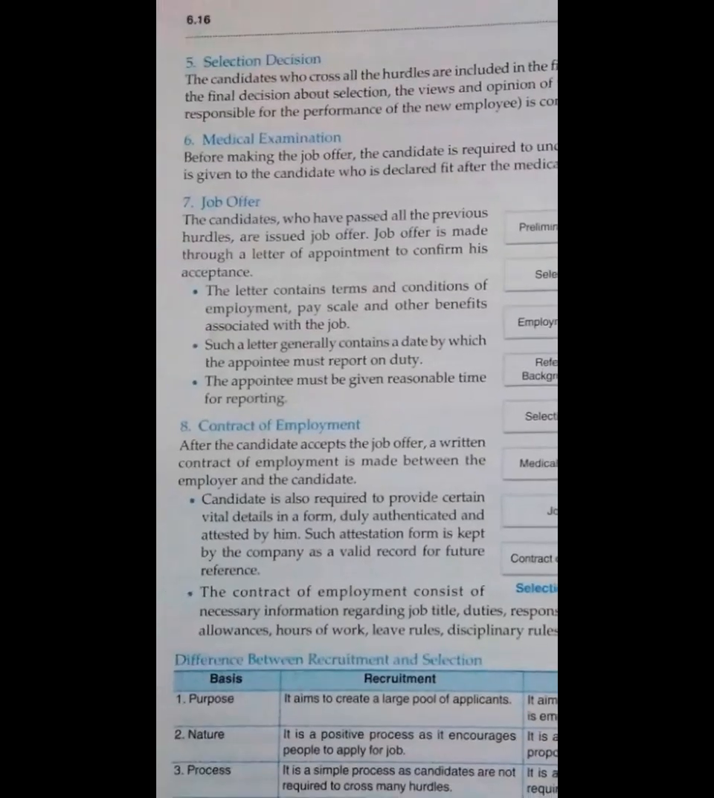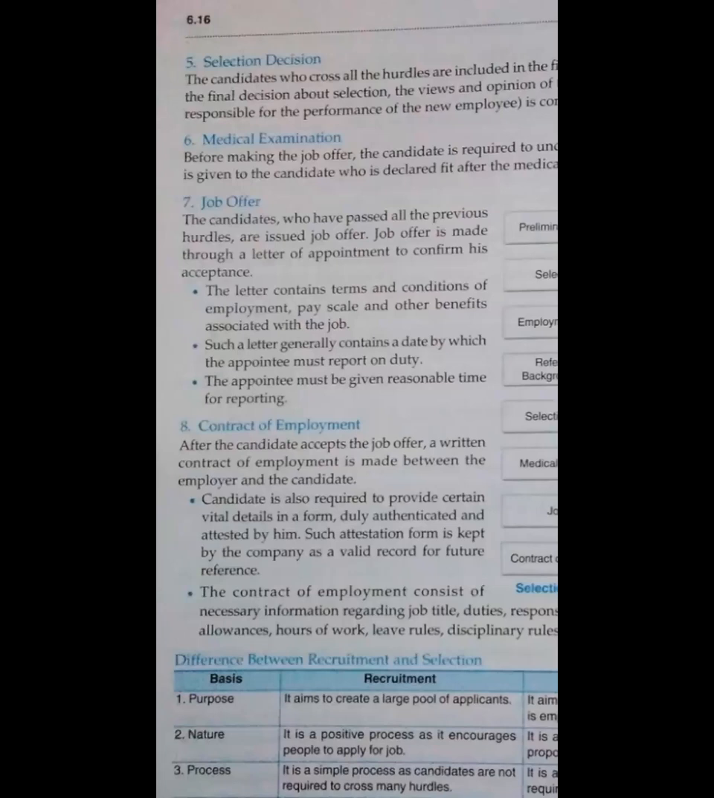The candidate who has passed all the previous hurdles is issued a job offer. The job offer is made through a letter of appointment to confirm his acceptance. The letter contains the terms and conditions of employment, pay scale, that is salary, and other benefits associated with the job. Such a letter generally contains a date by which the appointee must report on duty. The appointee must be given reasonable time for reporting.